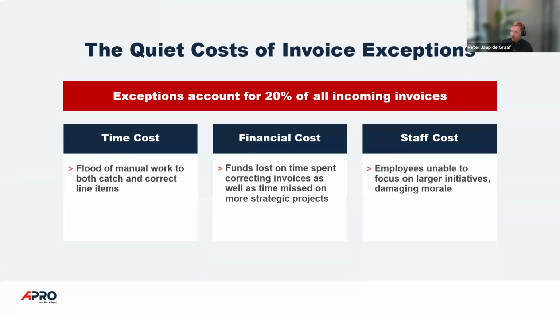So a bit more about the invoice exceptions. If we look at the research that has been done on the AP side, we can see that 20% of all the incoming invoices are exceptions. It could be a missing PO. It could be that it is not an invoice at all. It could be that the organization name is incorrect or something else.